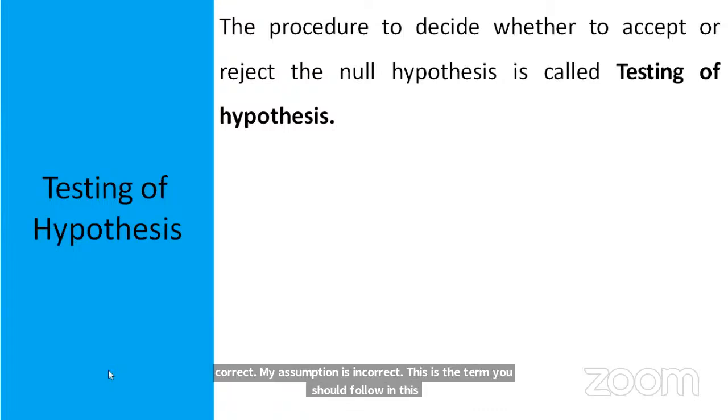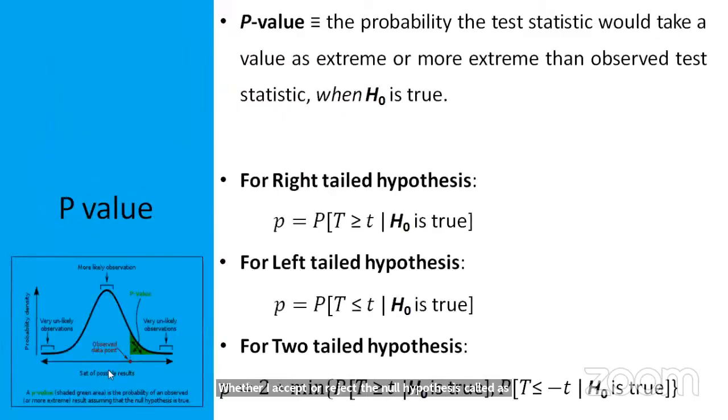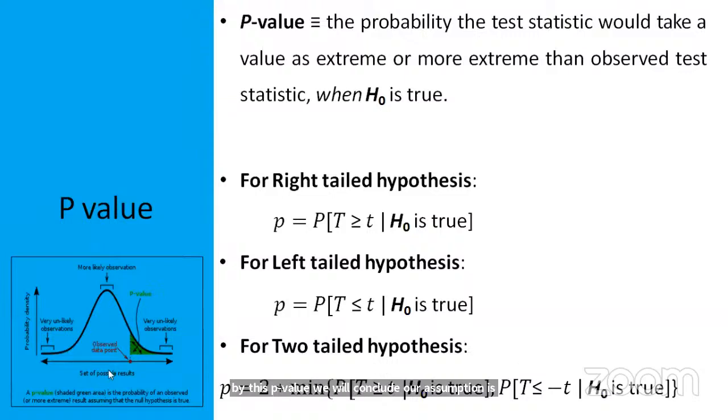The procedure to decide whether I accept or reject the null hypothesis is called testing of hypothesis. Next, the important value is the p value. By this p value, we will conclude whether our assumption is right or not. Generally, in descriptive and inferential statistics, the p value should be 0.05. Okay, I'll show you 0.05.